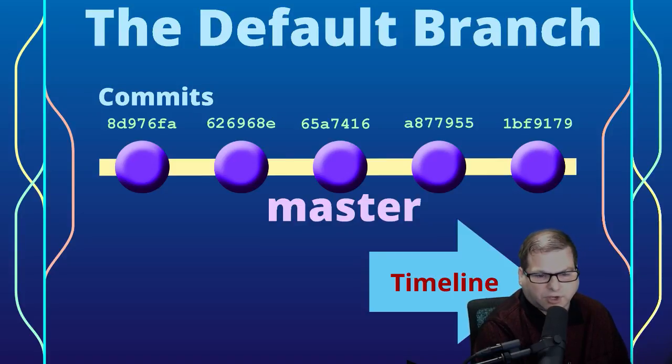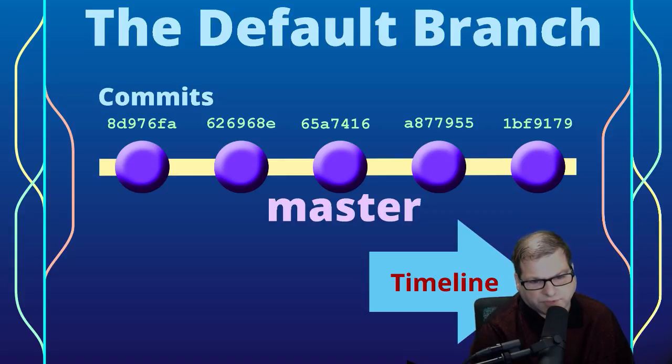All right, let's talk about commits and the default branch. Commits are basically collections of changes at any point in time on a particular timeline. And the commits are identified by a SHA-1 identifier. However, you can actually reference them with an abbreviated first 6 or 7 digits of that SHA-1.